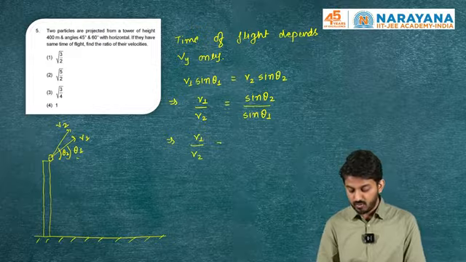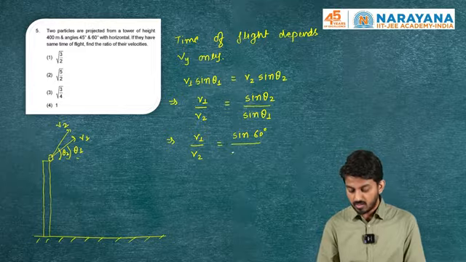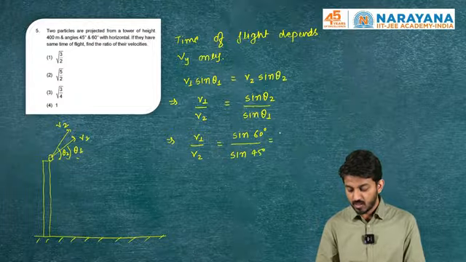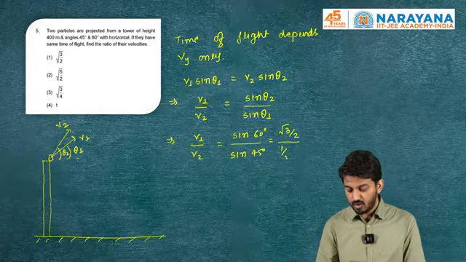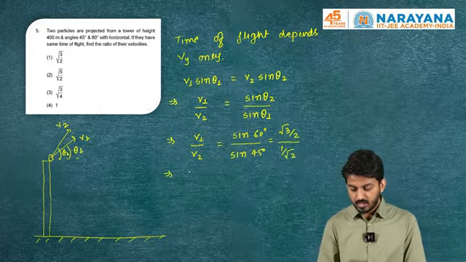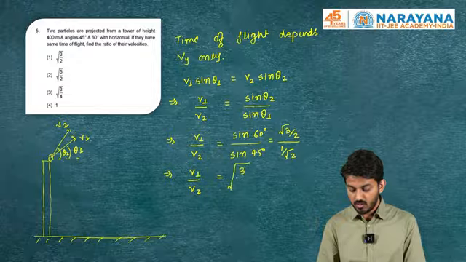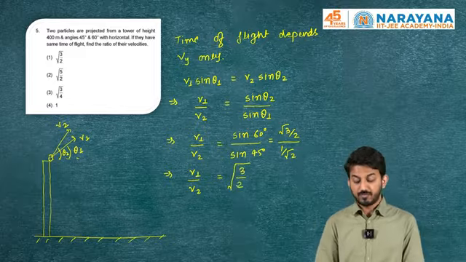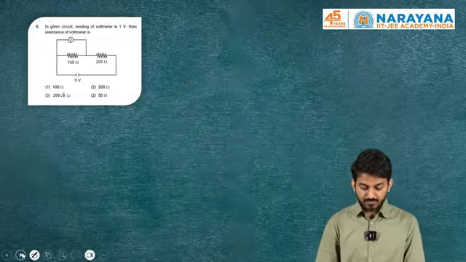So v1 over v2 is equal to, theta 2 is given as 60 degrees and theta 1 is given as 45 degrees. Values are root 3 over 2 and 1 over root 2, giving us v1 over v2 is equal to root 3 by 2, giving us the answer as 1. Moving to the next question.